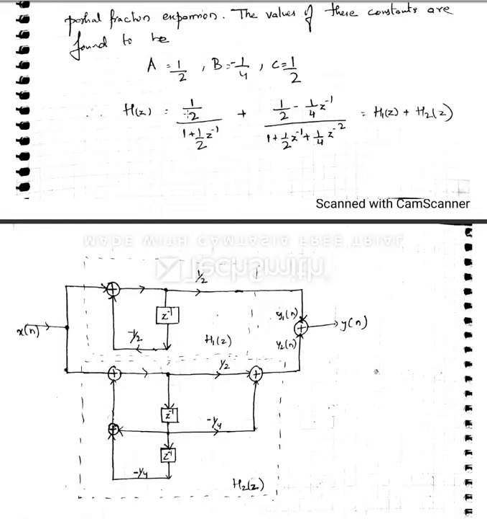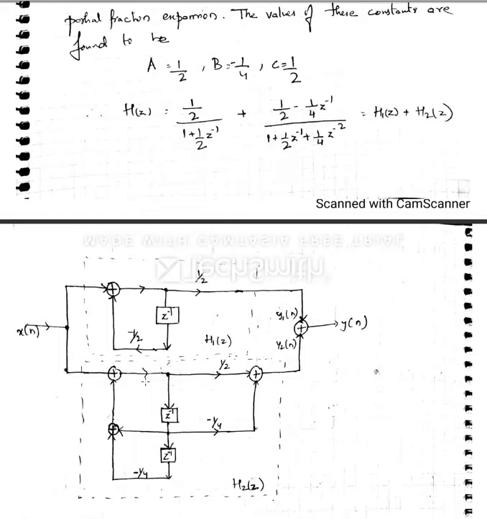Your x of n is exciting both your transfer functions. You can see the input is given, and what all is getting added here. So this is 1, and after a delay element you have your 1 by 2. According to the quadratic equation, it is minus a, so it is 1 by 2 here. At the right hand side you just have your 1 by 2. This is your h1 of z.